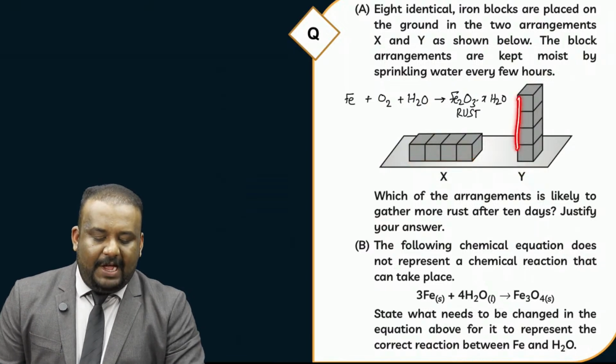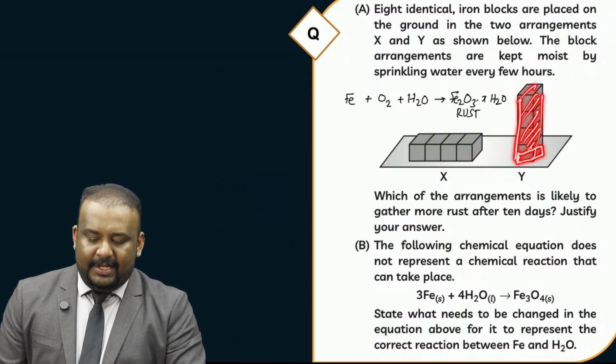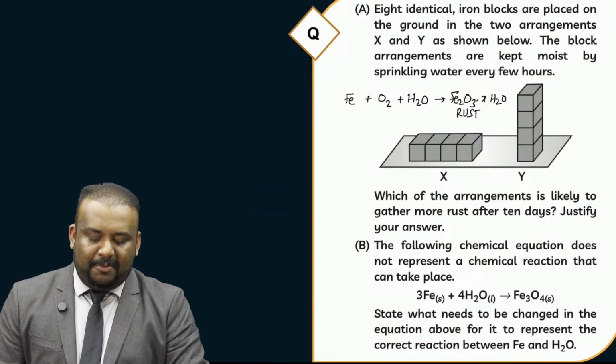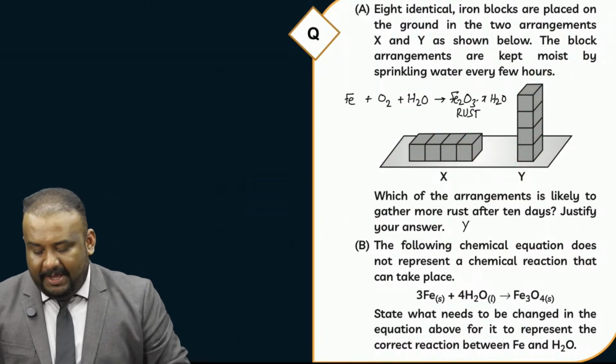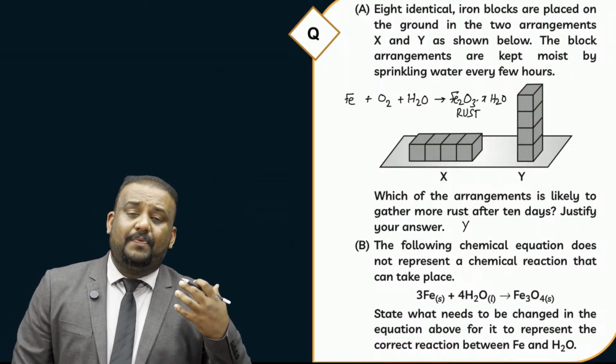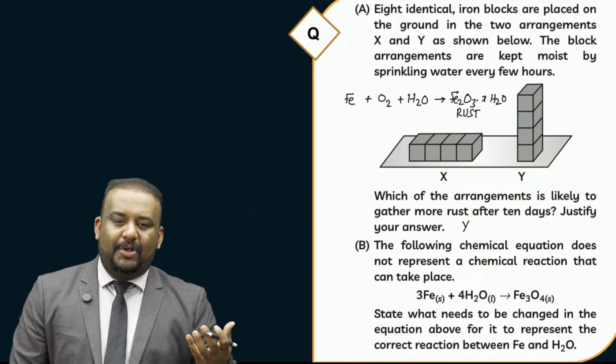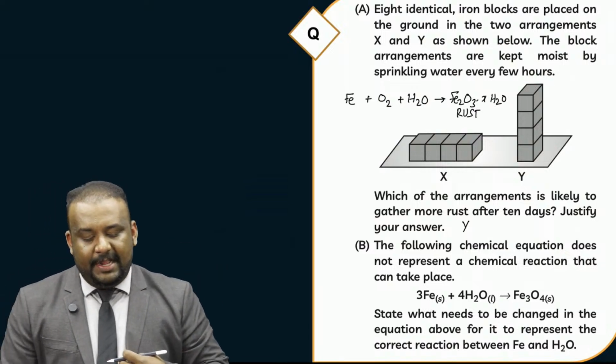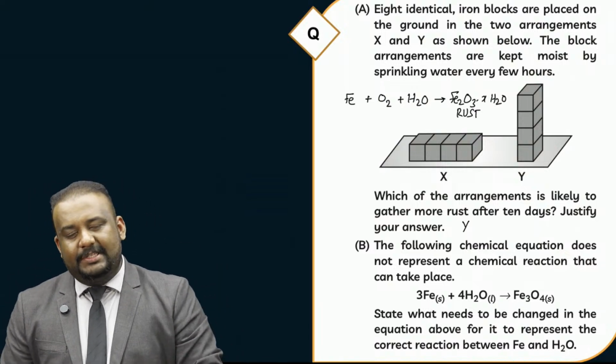But in case of Y, the surface which is concealed from air is only this much, but the other surface is completely exposed to air and water. So who will have more amount of rust formed? Definitely the block Y will be having more rusting, because it has more amount of surface exposed towards the outside. So definitely rusting depends on all these factors.